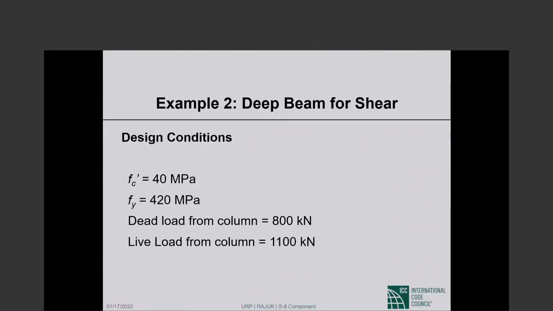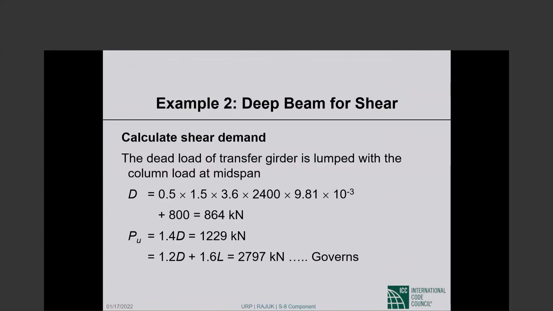1500 by 500 is the section. F sub C prime, F sub Y, dead load from the column is 800 kilonewtons, and live load from the column is 1100 kilonewtons. Okay, those are what we are dealing with. So on the transfer girder, the column transfers 800 kilonewtons of dead load and 1100 kilonewtons of live load.